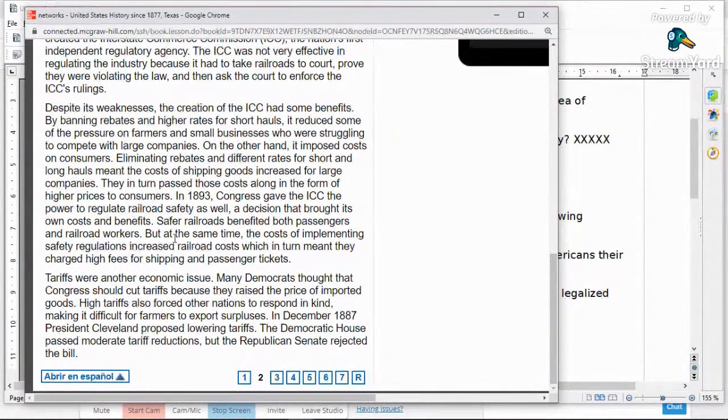But a problem that these new laws did create is that the consumer had more costs, because now the cost of shipping goods increased for larger companies. Larger companies had to pay more because now they weren't charging the smaller companies more. So they passed these costs to the consumer. In 1893, Congress gave the ICC the power to regulate railroad safety as well, and the decision brought its own costs and benefits. Safer railroads benefited passengers, but the cost of implementing railroad safety meant that ticket prices went up.